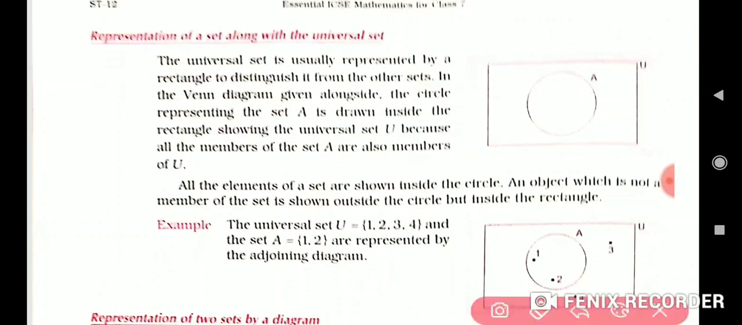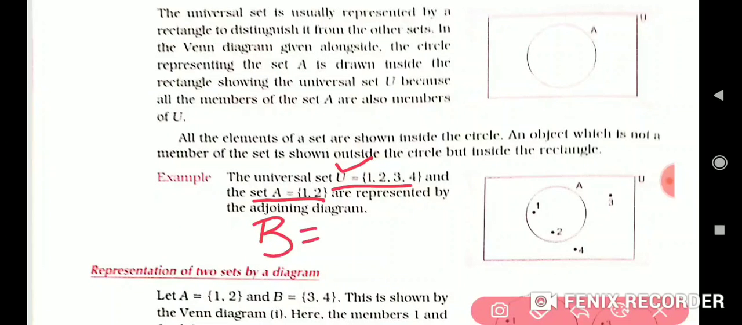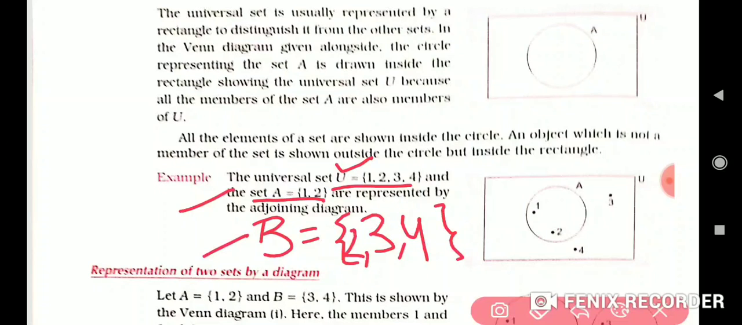Here, representation of a set along with the universal set. How can you represent a set with the help of the universal set? What are the elements of the universal set? 1, 2, 3, 4. First of all, universal set means a set which contains all the elements of other sets. For example, here set A is given 1 and 2. If B is given, then B might be 3, 4 or 2, 3, 4. But both will have only the elements of the universal set, not other than that.